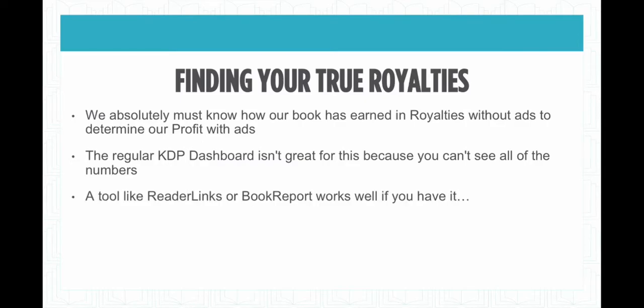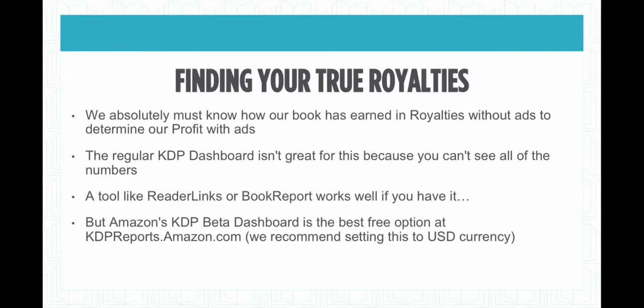There are some paid premium tools like Reader Links or Book Report that work well if you have them. But I recommend KDP Beta Dashboard's Royalty Report. This is the best free way to see how your ads, see how your books are doing this particular month. And we recommend, even if you're in a different country, set this to US dollars. Then it will be the same currency as your ad spend.